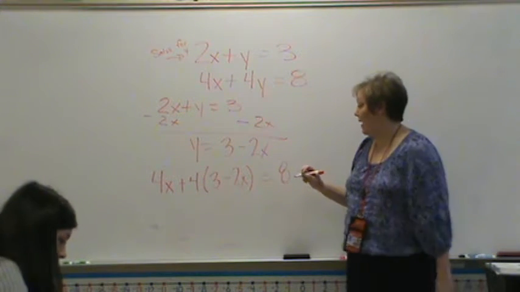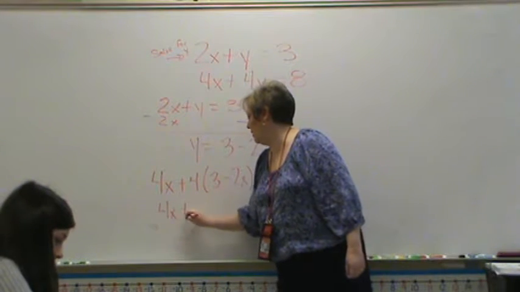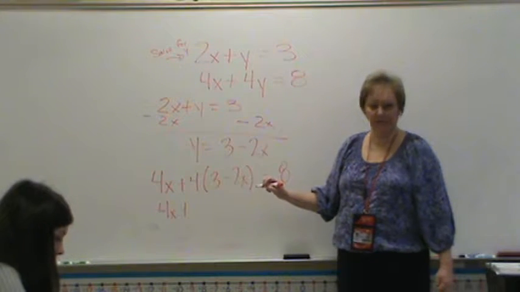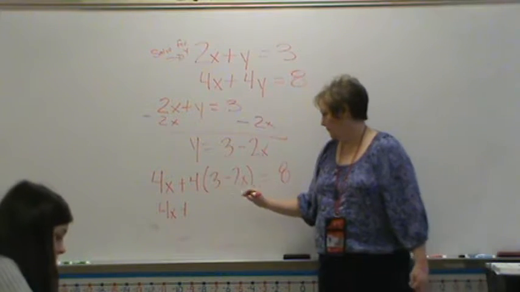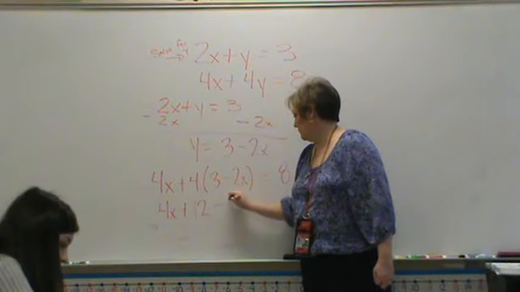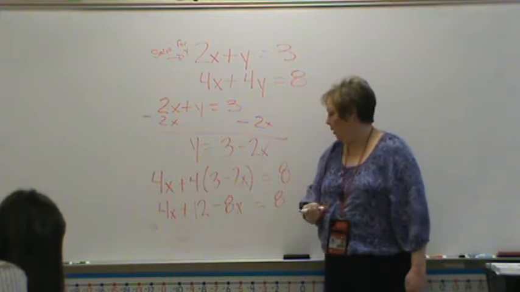Distributive property, tell me how to distribute. Multiply them, tell me what I get. 4 times 3 equals 12, minus 8x equals 8. Okay, now what?